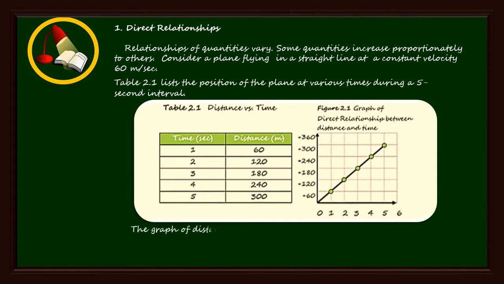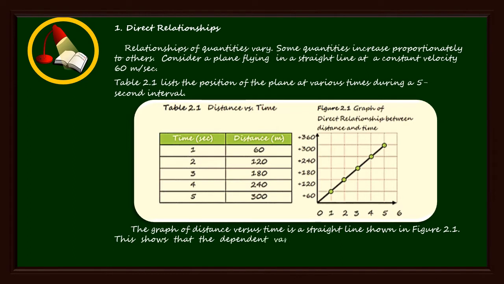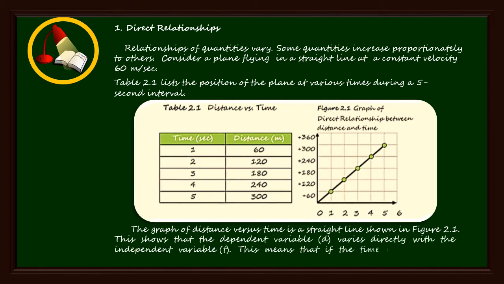The graph of distance versus time is a straight line shown in figure 2.1. This shows that the dependent variable d varies directly with the independent variable t. This means that if the time is doubled, the change in position is also doubled.